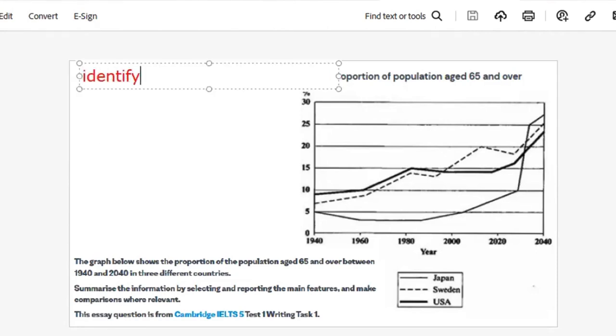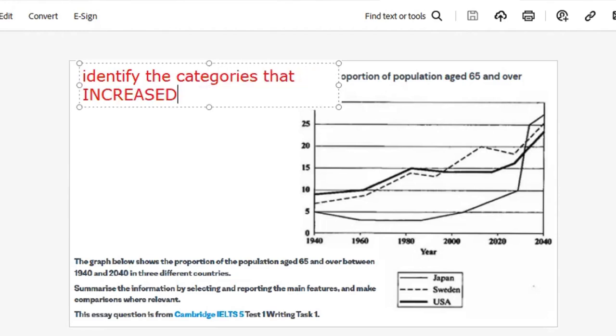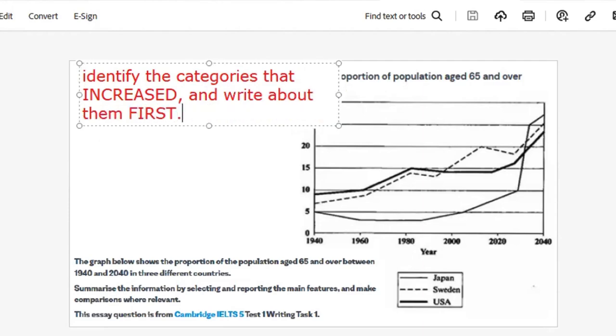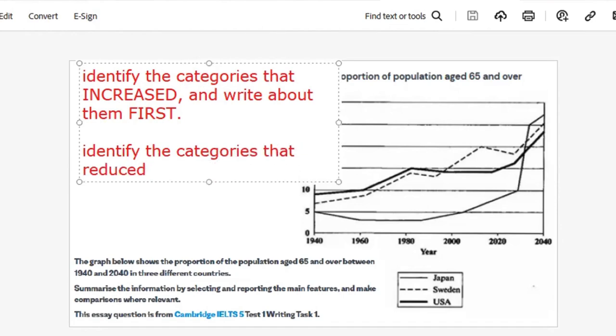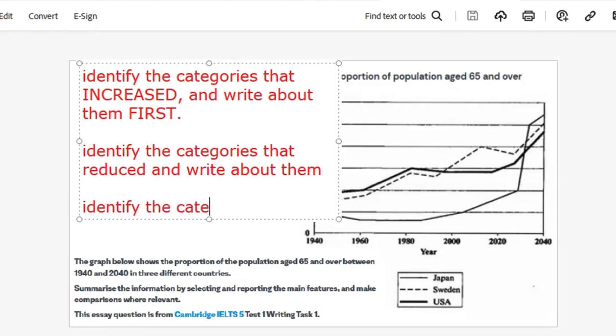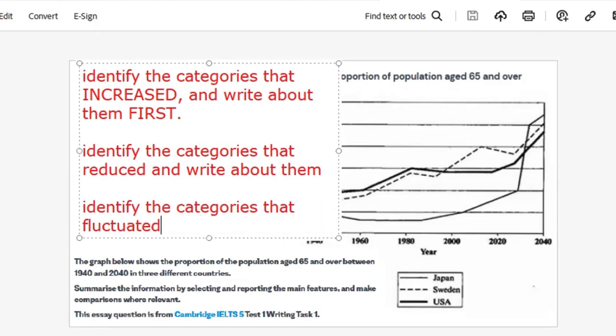Identify the categories that increased and write about them first. Then, in the next paragraph, identify the categories that reduced and write about them. Then in the last paragraph, identify the categories that fluctuated and write about them. That's it.